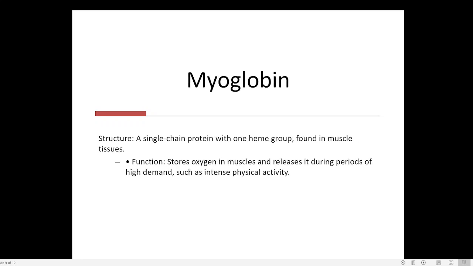This myoglobin is mainly found in muscle cells. The function of myoglobin is that it acts as a storehouse of oxygen. It stores oxygen in the muscle, and it will release it during periods of high demand. For example, when you are running, the oxygen for the working of your muscle is actually provided by the myoglobin. So myoglobin acts as a storehouse or a reservoir of oxygen. That is the main function of myoglobin.